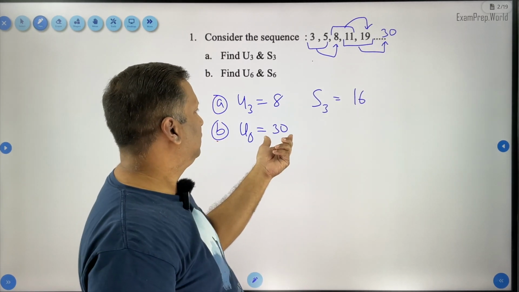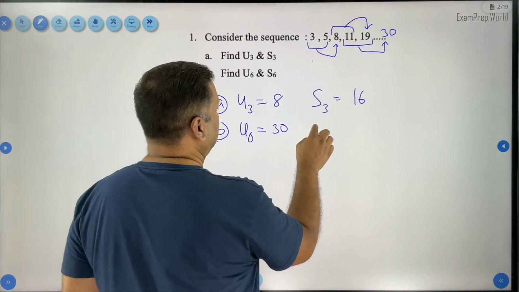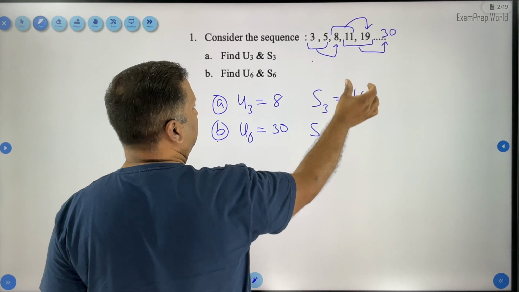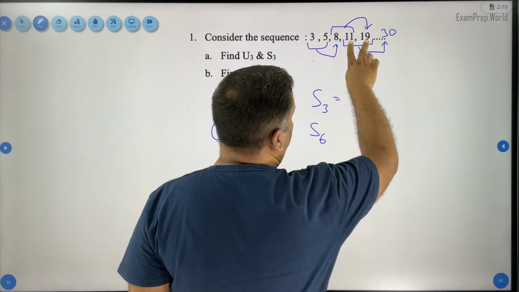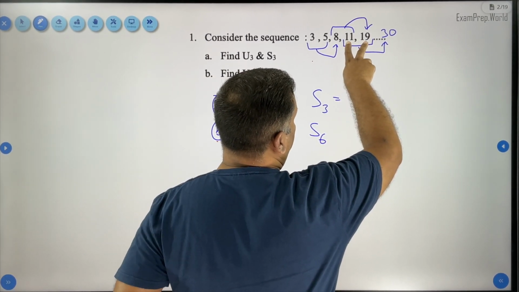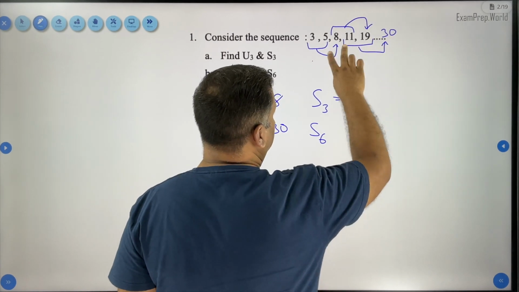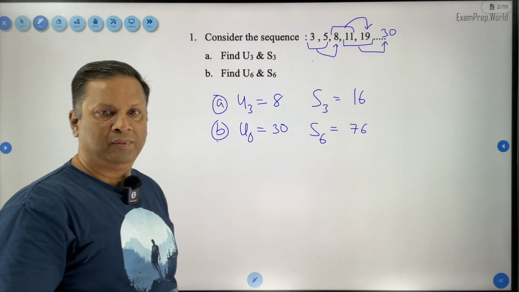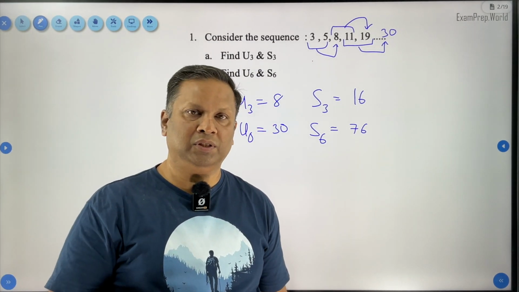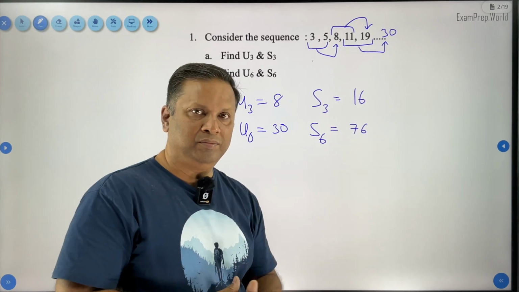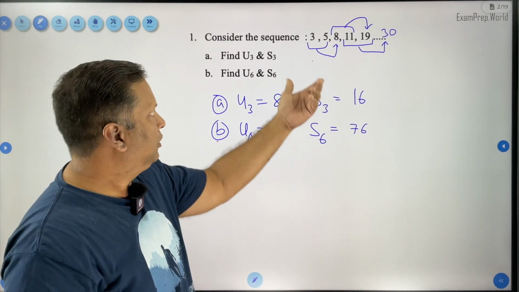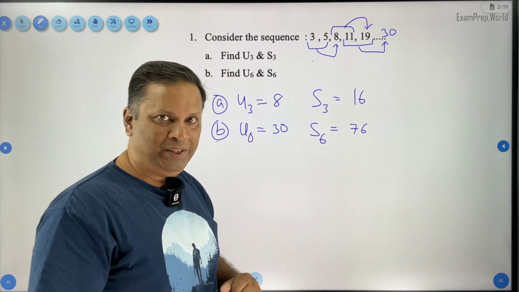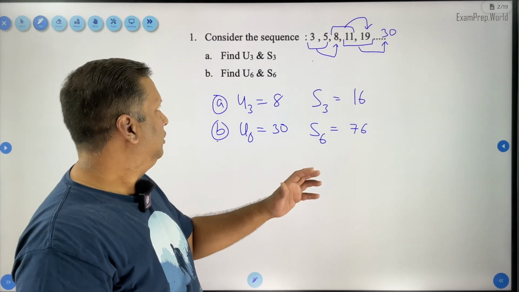Now since U6 is 30, S6 means sum of all the 6 terms. We already have up to the 3rd term, which is 16. Then you add 19 plus 11, which is 30, 30 plus 30 is 60, and 60 plus 16 is 76. Correct? So the sum of the first 6 terms becomes 76. There is no particular formula for this kind of sequence because we are trying to find some relation and trying to do those questions. I hope you got it. Can we go to the next question?